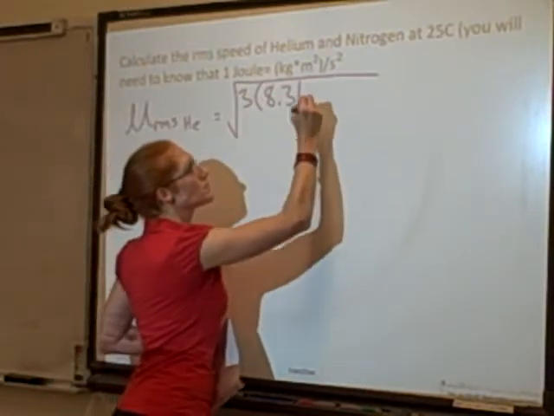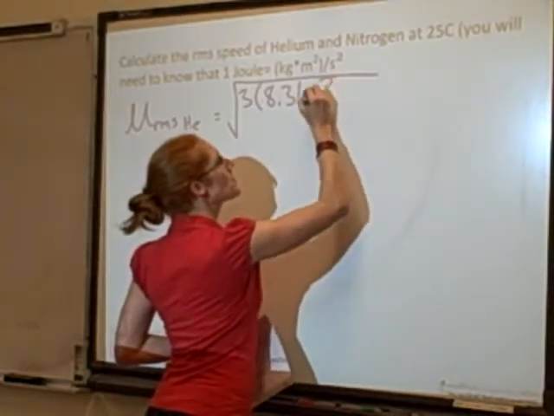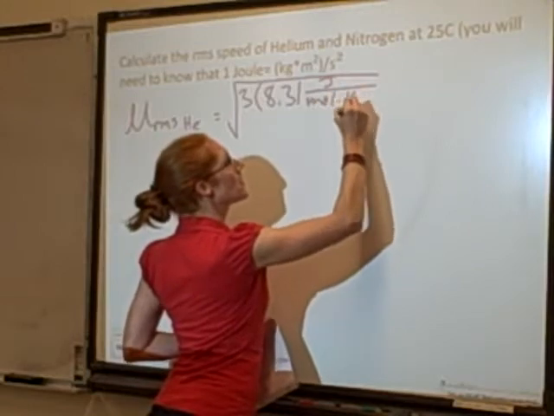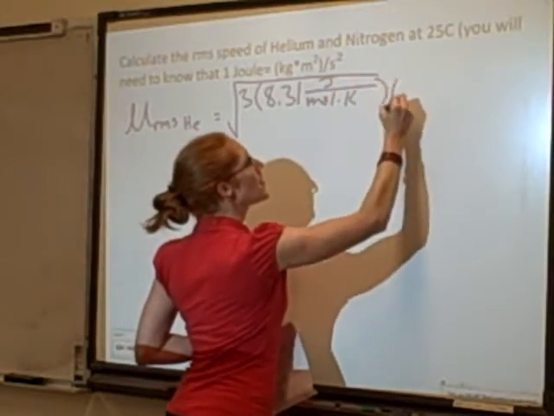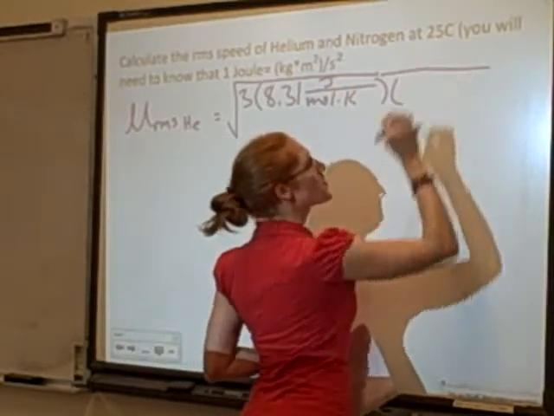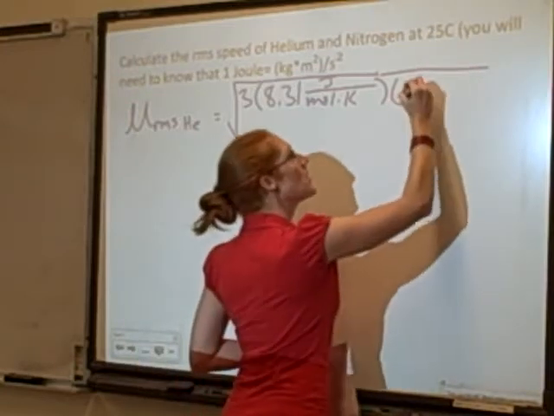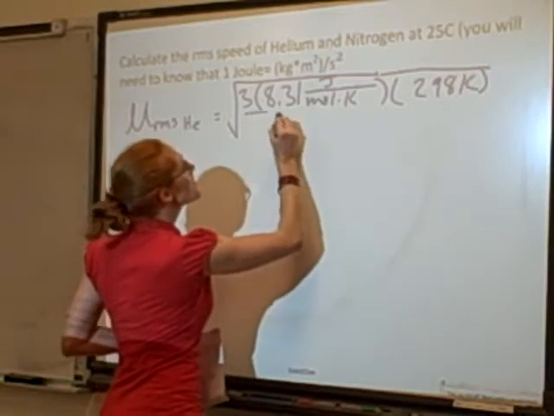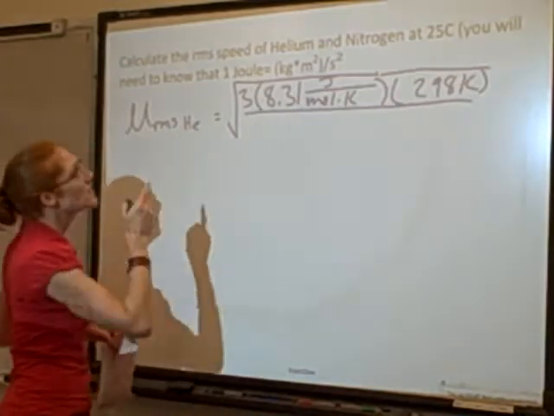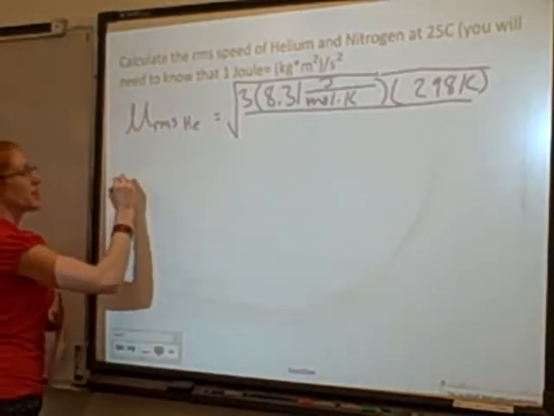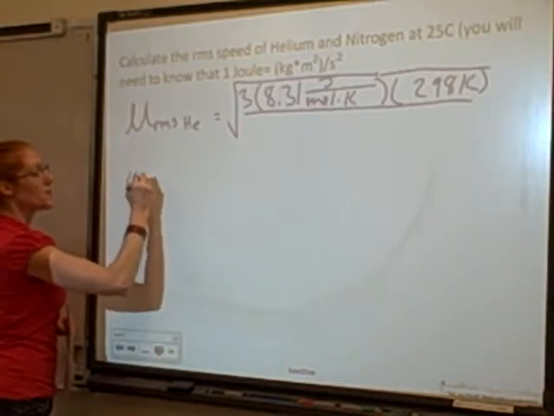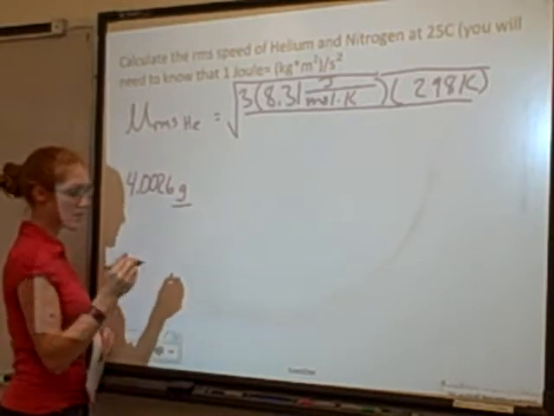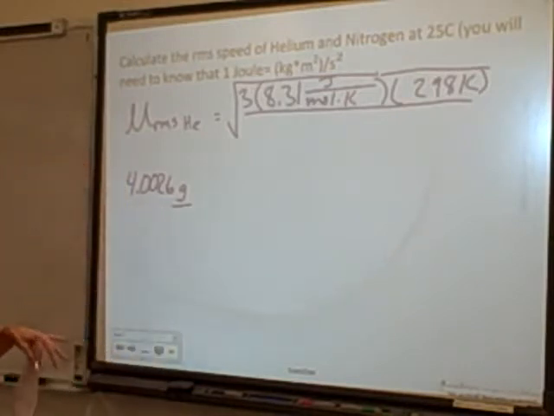That's 8.31 joules per mole Kelvin, times 298, because it's 25 Celsius, I'll add 273, so 298 Kelvin. My molar mass is for helium, and if I look it up, it's 4.0026, and this is grams per mole, right? So that's 4.0026 grams per mole.